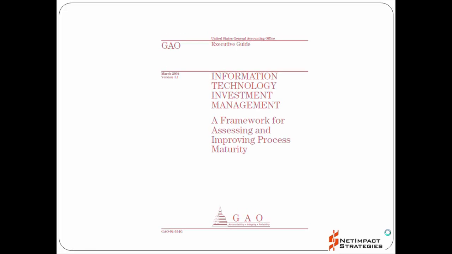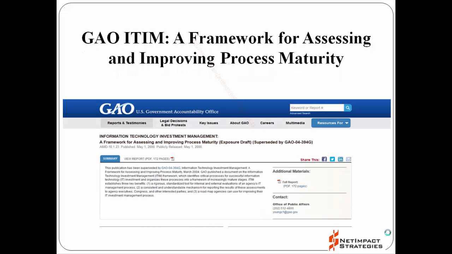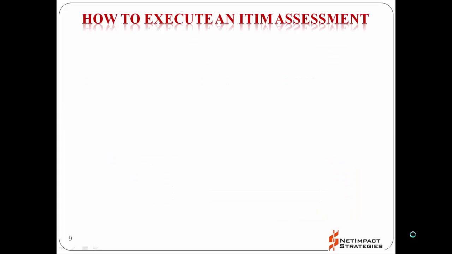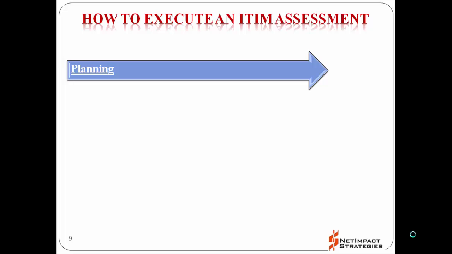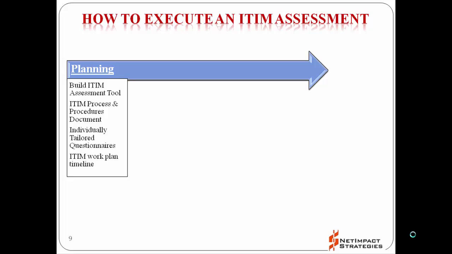To download your copy of the GAO ITIM, a framework for assessing and improving process maturity, use the following GAO hyperlink. You can start using this free resource to help reshape and reorganize the way your agency manages its investments today. And as promised, we are including this handy-dandy plan on how to execute an ITIM assessment at your agency or organization.